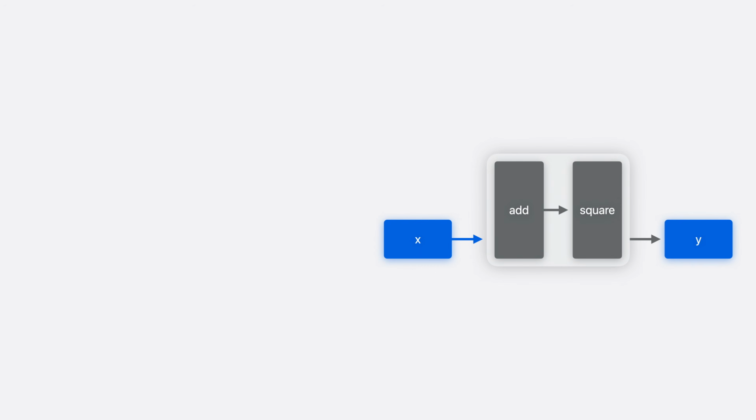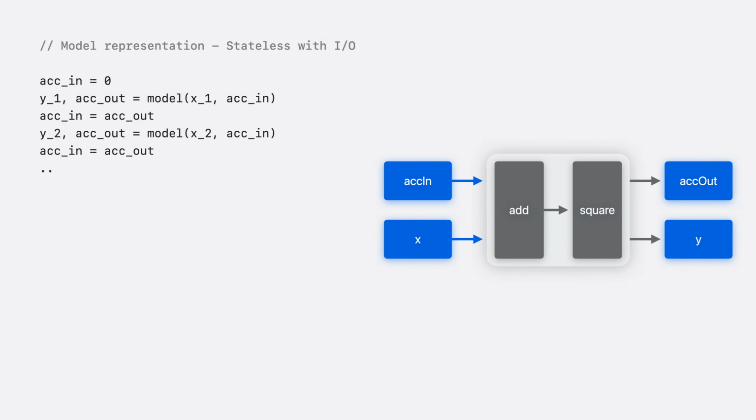Before CoreML supported states, one way to handle states in a model was to explicitly define additional inputs and outputs. For the accumulator example, we need input and output fields for the accumulator. Then, we explicitly copy over the accumulator output to the next accumulator input. This may be inefficient, especially for cases when the states are large.